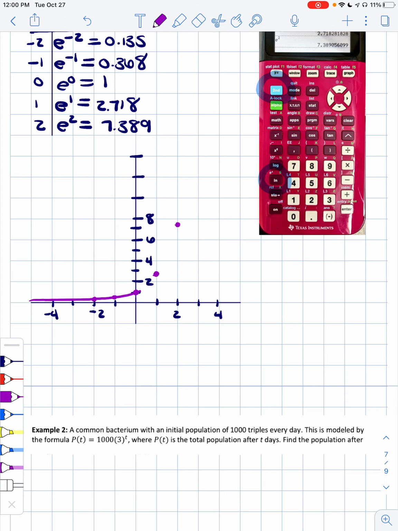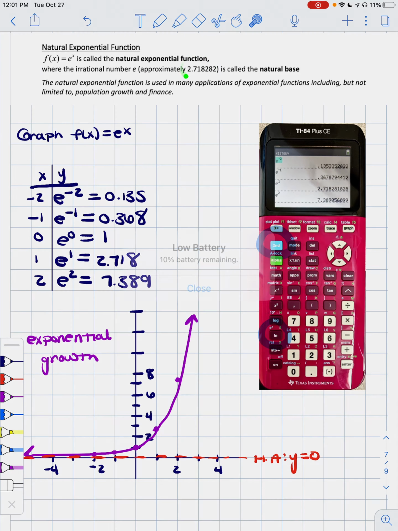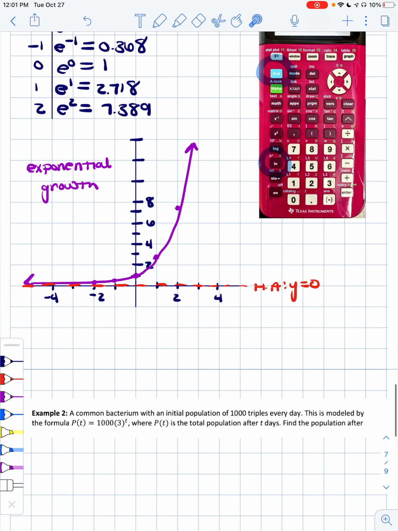Just like we saw with all of our other exponential functions, these are going to be approaching a horizontal asymptote of y equals 0 on the left, and then just increasing to infinity on the right. So it has, again, this horizontal asymptote at y equals 0. It's increasing from left to right, so it's exponential growth. The reason why it's growth is because e is a number bigger than 1. Our base is bigger than 1, so it's increasing from left to right.